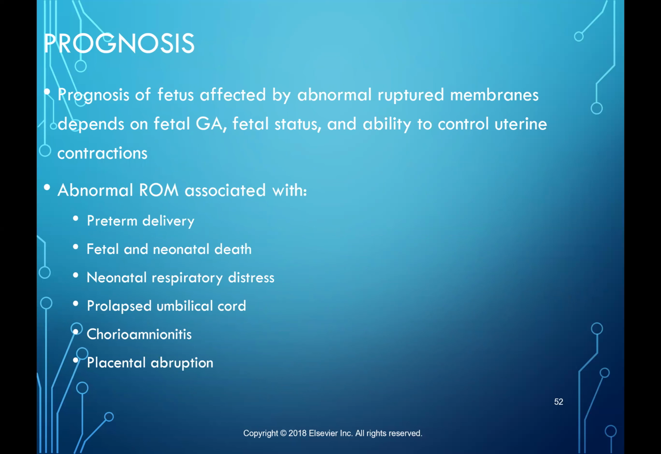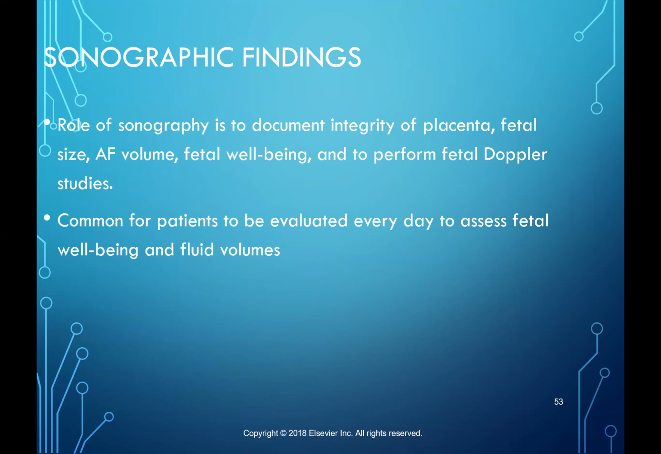The prognosis of the fetus affected by abnormally ruptured membranes depends on the fetal gestational age, fetal status, and ability to control the uterine contractions. Abnormal ruptured membranes are associated with preterm delivery, fetal and neonatal death, respiratory distress, prolapsed umbilical cord, chorioamnionitis, and placental abruption. The role of sonography is to document integrity of the placenta, fetal size, amniotic fluid, fetal well-being, and to perform fetal Doppler studies. It's common for patients to be evaluated every day to assess fetal well-being and fluid volumes.